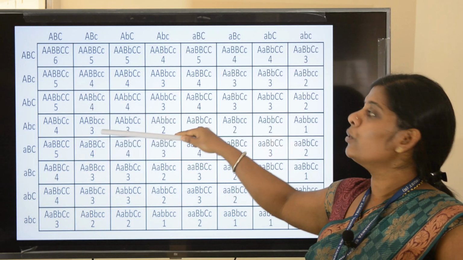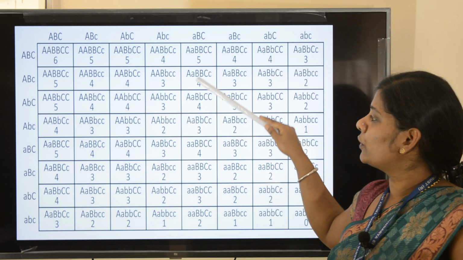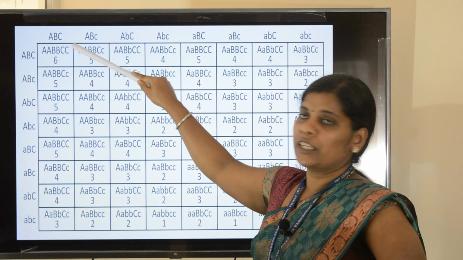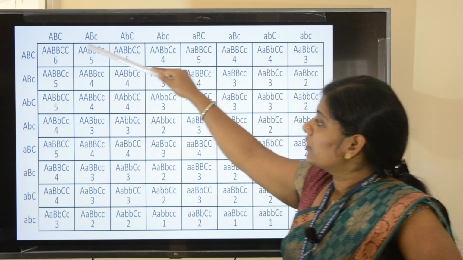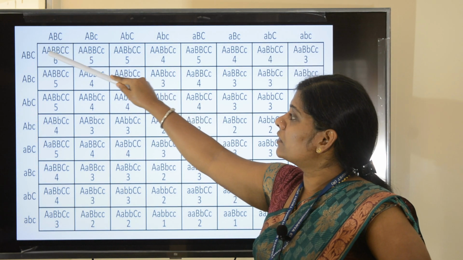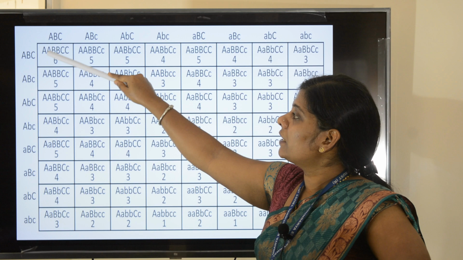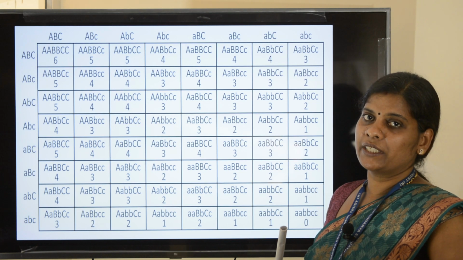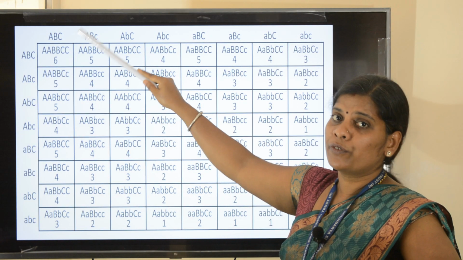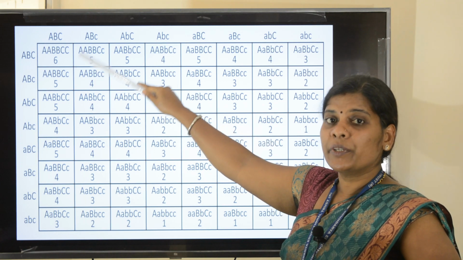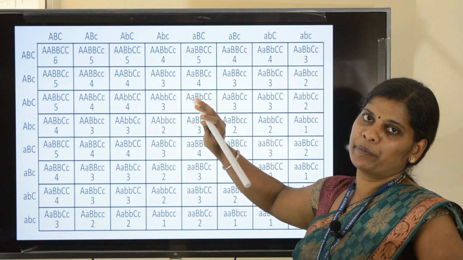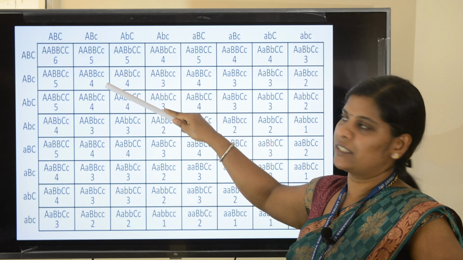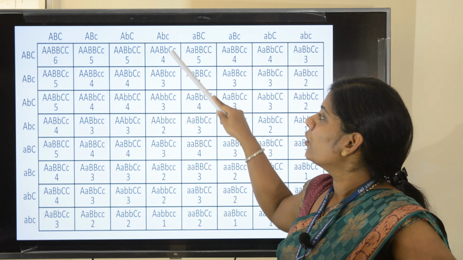It's a table used to determine the possible genotypes and phenotypes of a given cross. Here you can see the first individual possesses all genes of dominant type: dominant A, dominant B and dominant C, so six alleles are dominant. The presence of dominant alleles is responsible for pigmentation. Irrespective of the type of gene, the number of dominant alleles is considered. Here you can see 5. Here 4 dominant alleles.